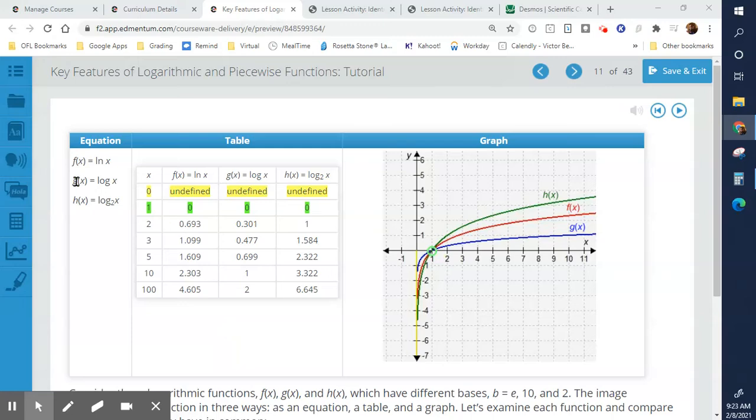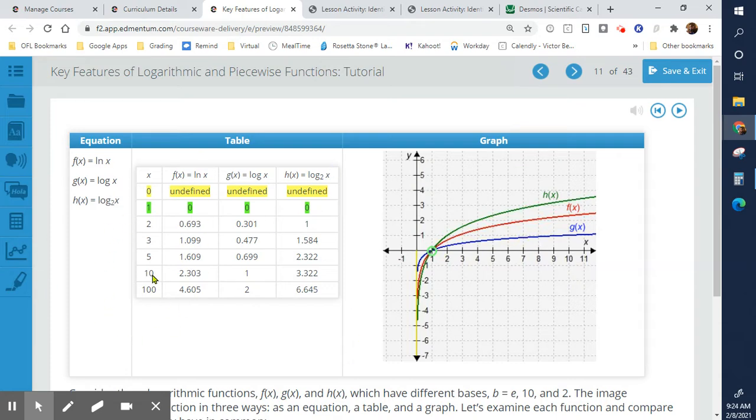So now that we've looked at some of the key features of them individually, let's look at them together. So again, let's remember that ln is log base e, log x is log base 10, and this is obviously log base 2. It states it right there.